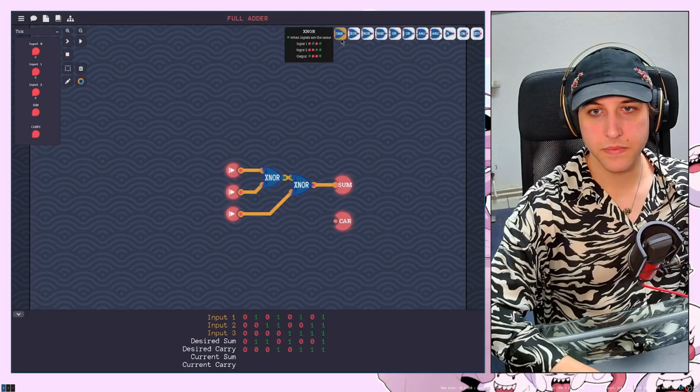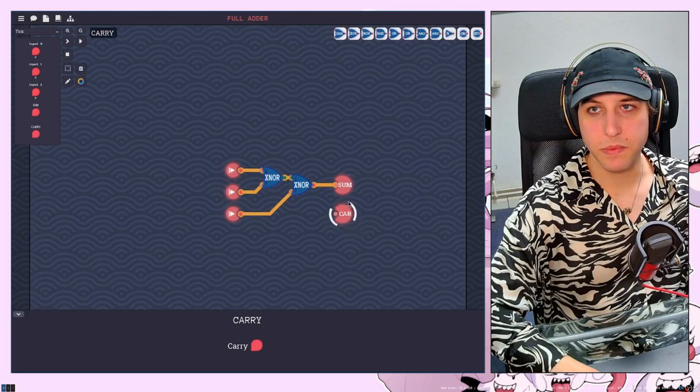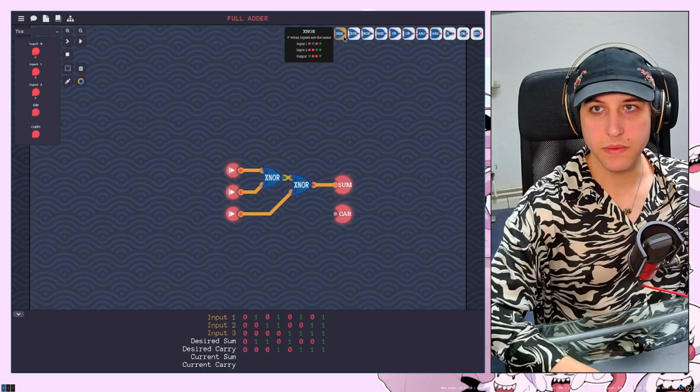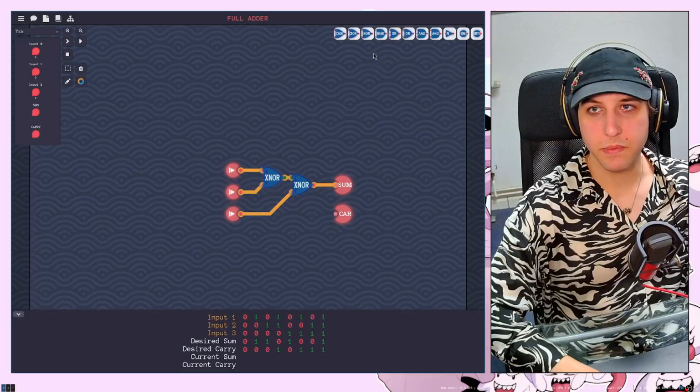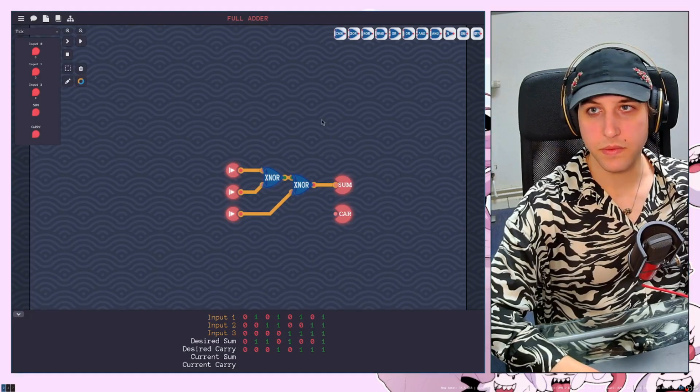So now, how do we determine if the carry is 1? The carry is 1 if 2 or more inputs are true.